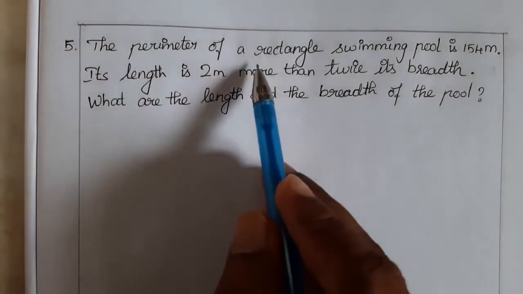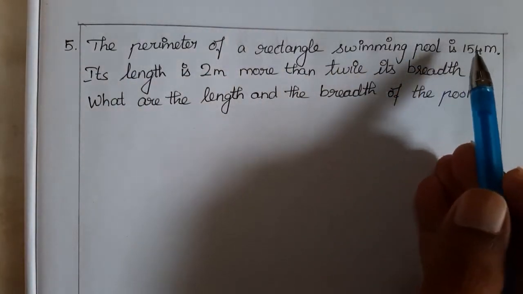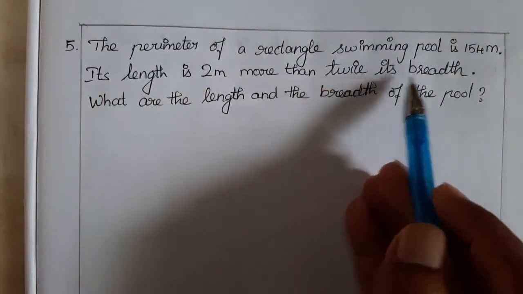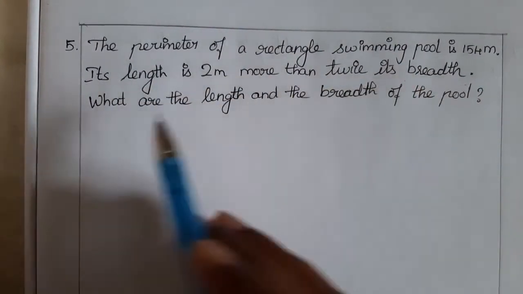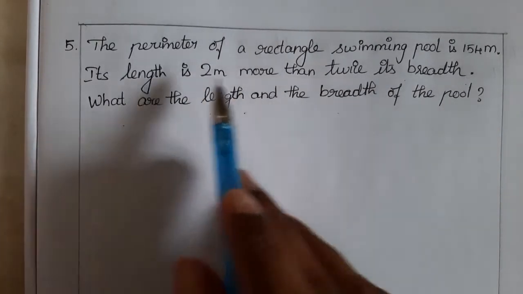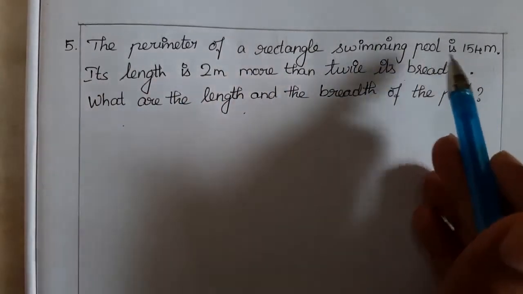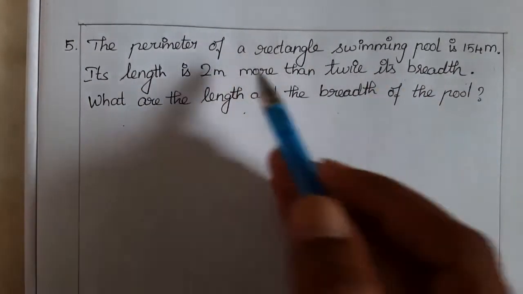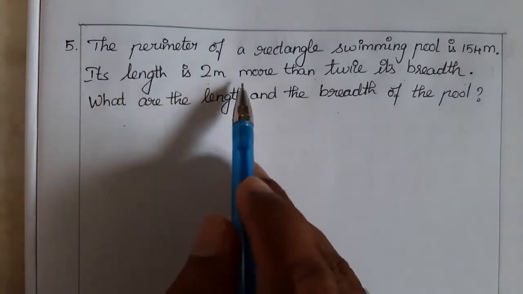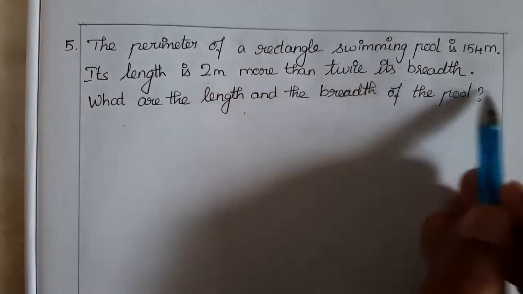The perimeter of a rectangular swimming pool is 154 meters. Its length is 2 meters more than twice its breadth. What are the length and breadth of the pool? So the perimeter value is given, and the length is given in terms of the breadth: 2 meters more than twice the breadth. So the condition for length is given, but for breadth nothing is given.